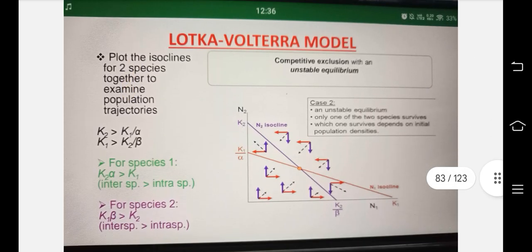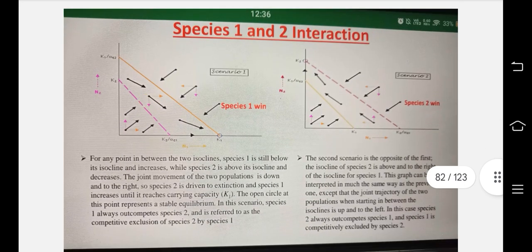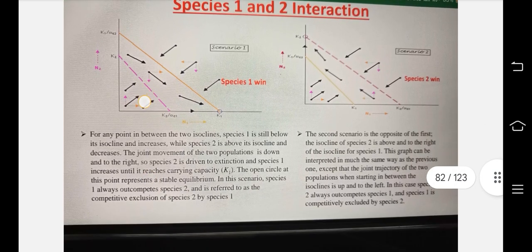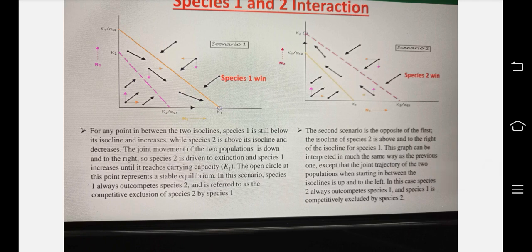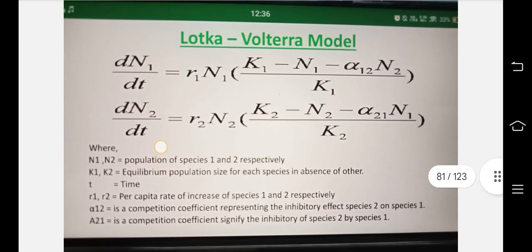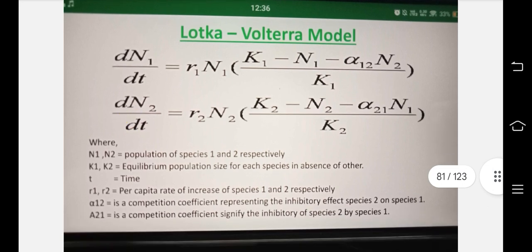So let's try to learn Lotka-Volterra. For any point in between the two isoclines, species 1 is still below its isocline and decreases. It's a kind of complex one, so I prefer you to read this. Pause the video and read. This is the exam equation.